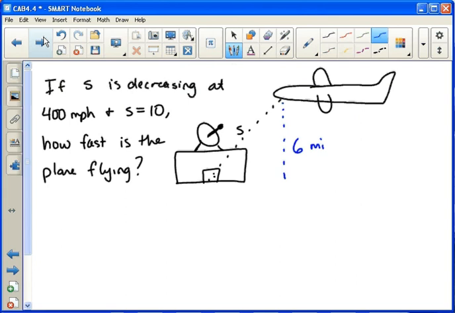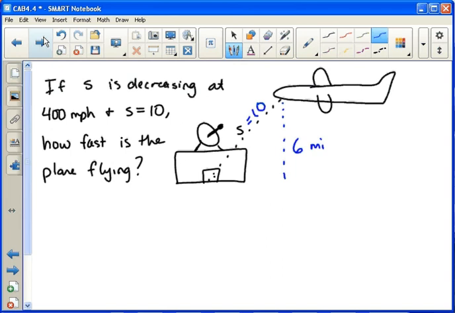If s, the distance between the nose of the plane and the building where the satellite is, is decreasing at 400 miles an hour, and s is equal to 10, how fast is the plane flying? Okay, so we've got s equals 10, and we know the rate at which s is changing is 400 miles per hour.